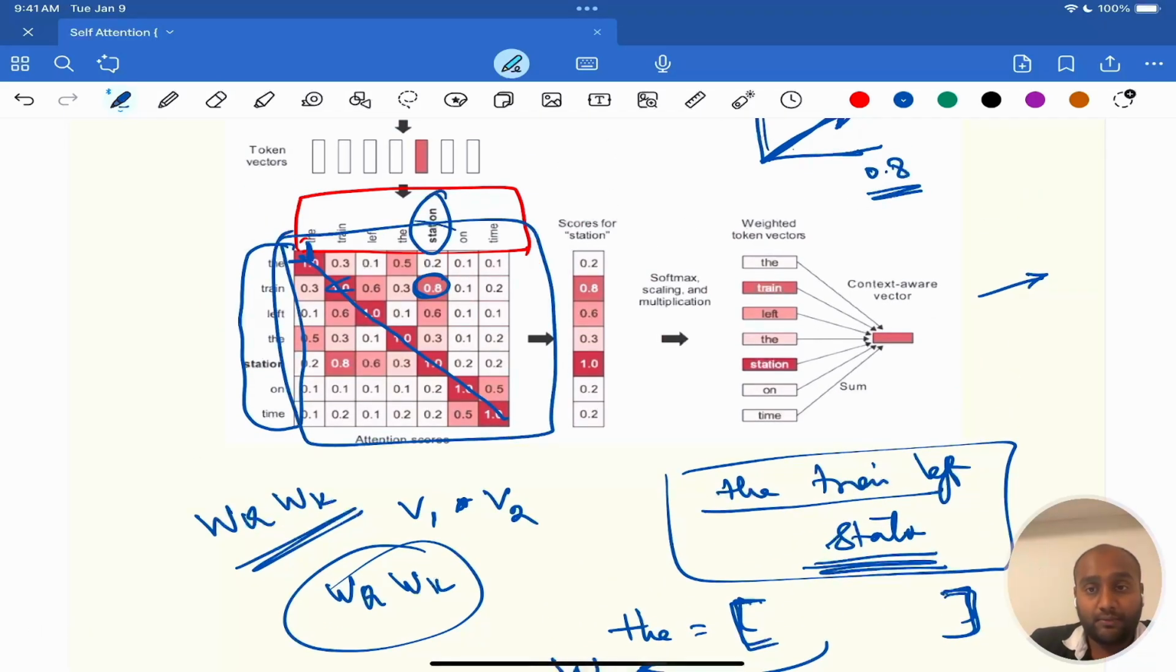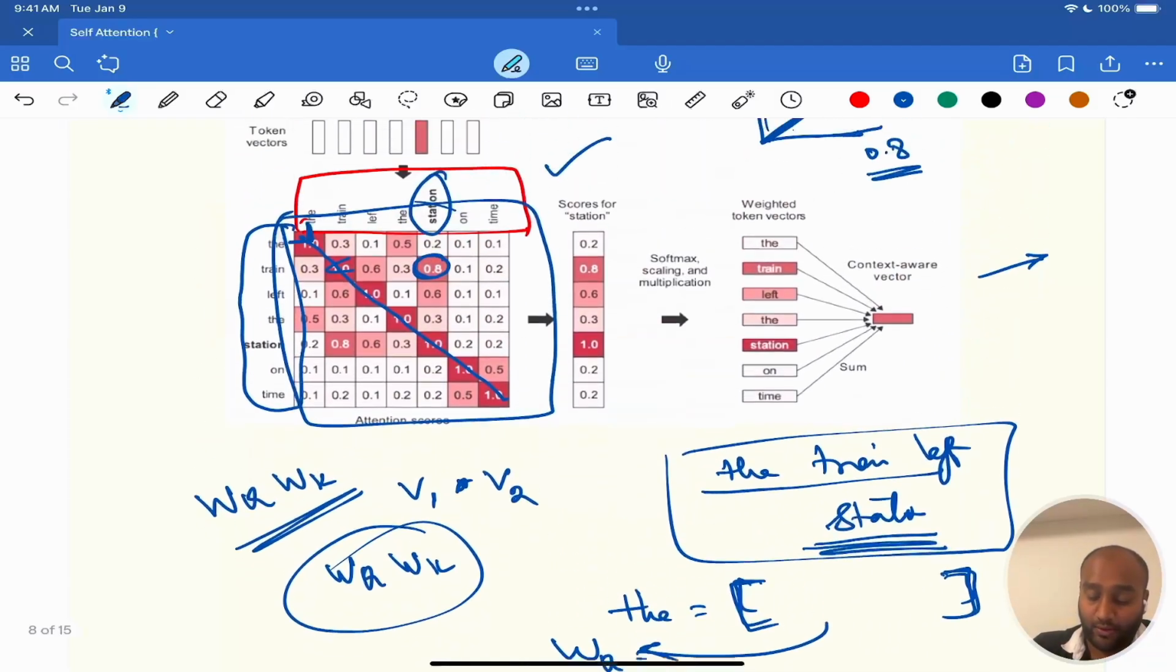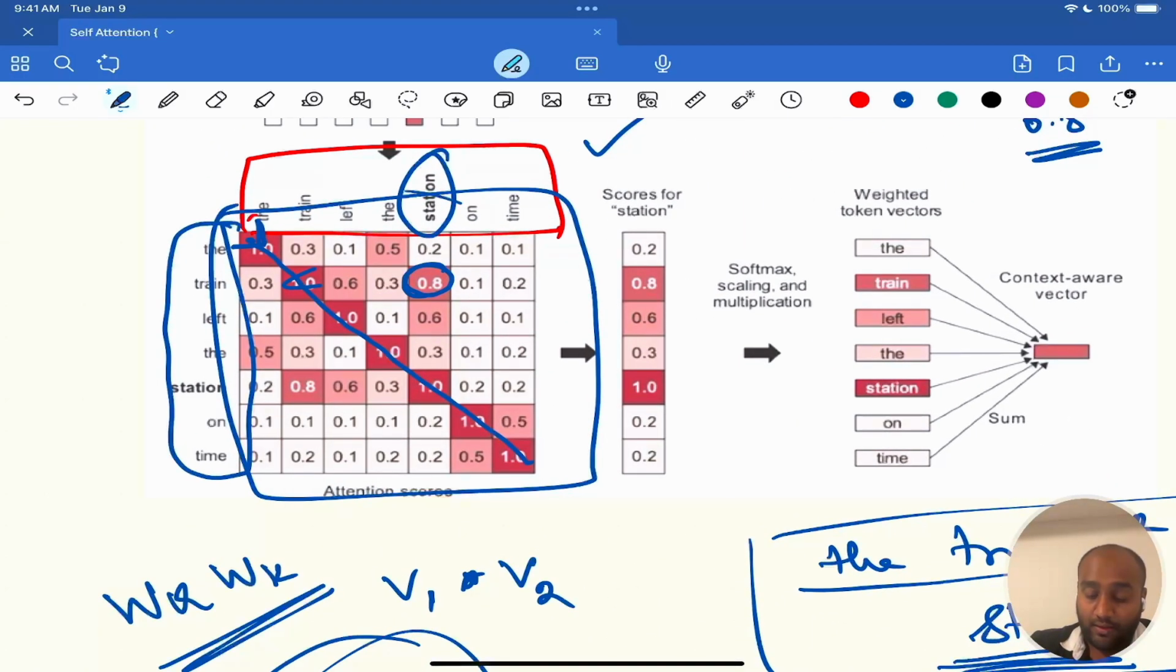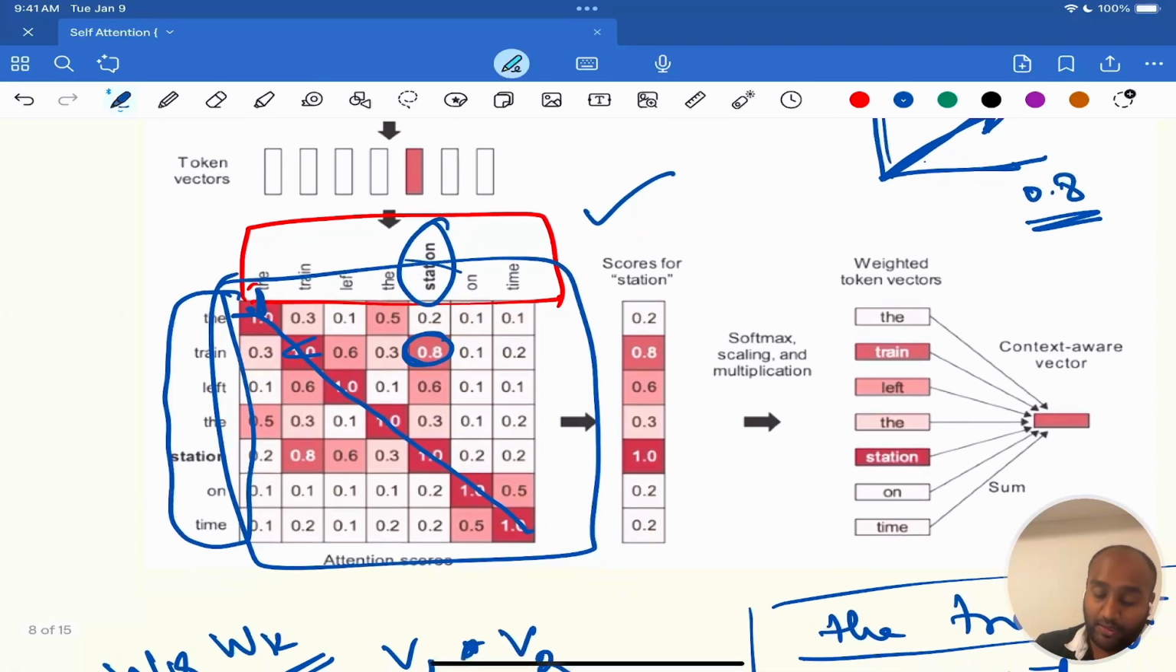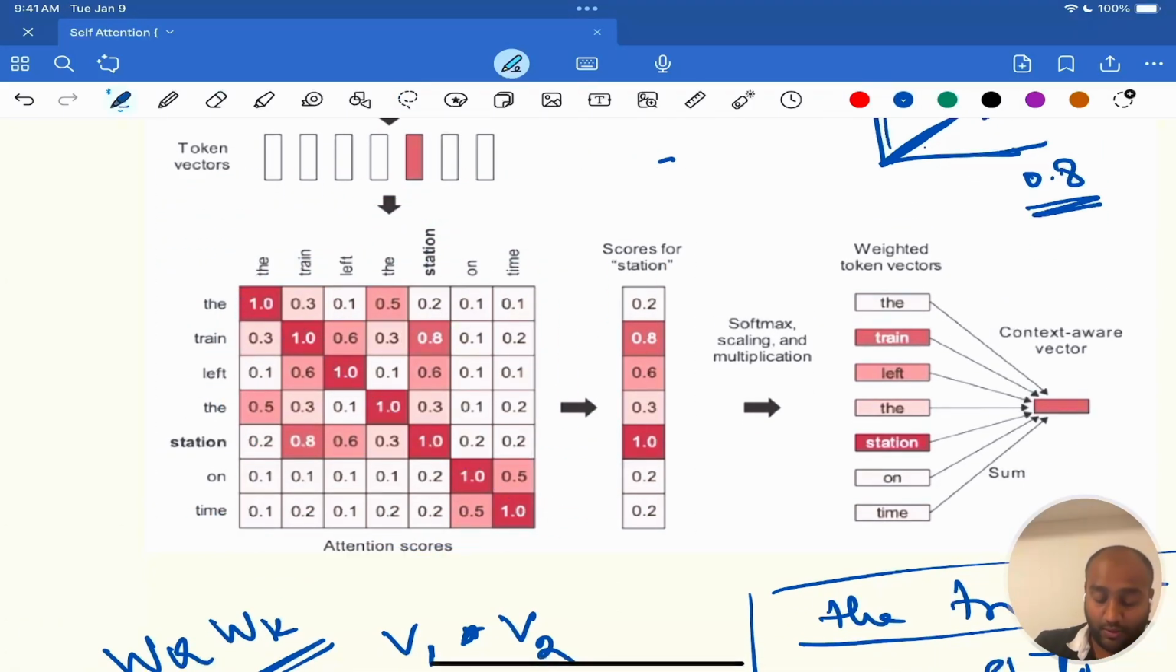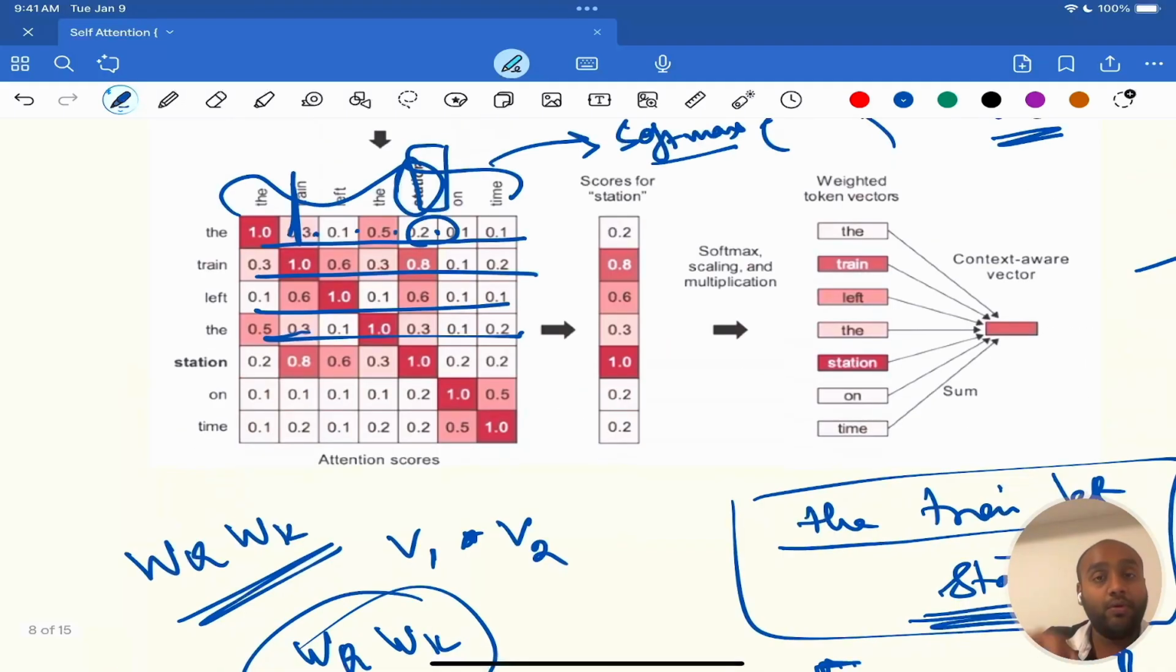Now the problem is actually, I can't say this is a problem, but let's go to the next step. Once you have the attention matrix, let me clear a few things out for you. All right, so right now you can see this attention matrix. What the attention matrix says is, when constructing the vector for the word station, you don't construct the vector only from station.